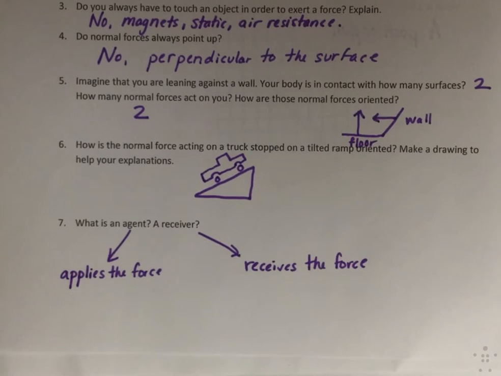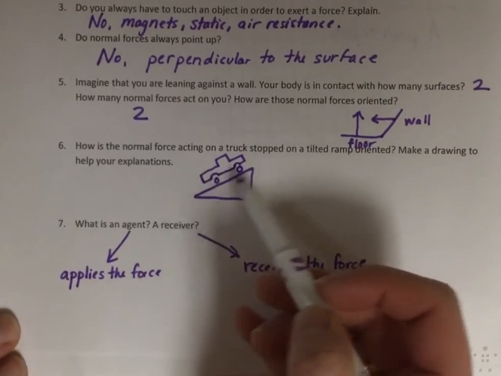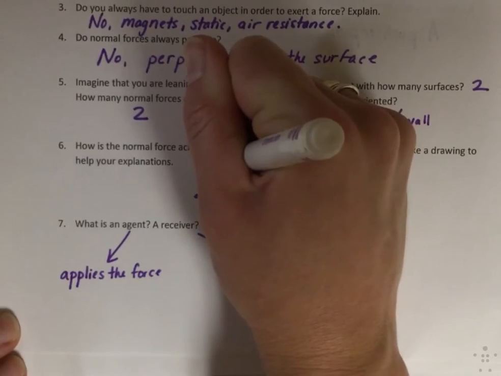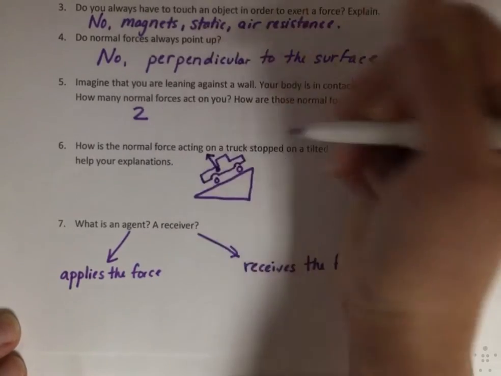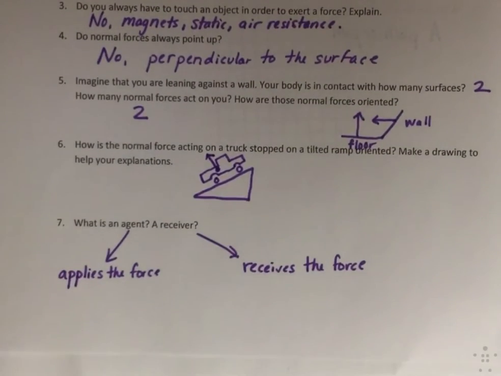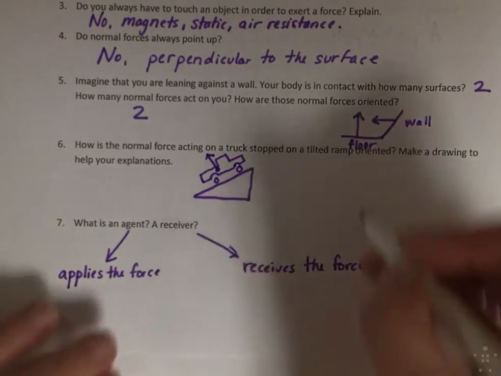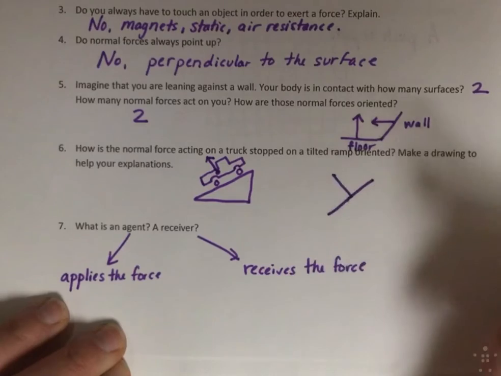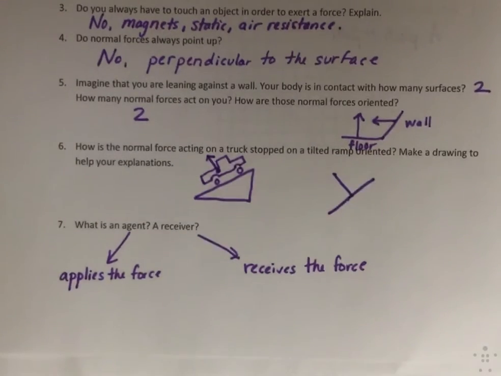And then how is the normal force acting on a truck stopped on a tilted ramp oriented? We had a review question about this. So I made a drawing to help show why this is the correct answer. Since the truck is on a surface that is slanted like this, the normal forces are also going to be slightly slanted, perpendicular to that surface. So if the surface looks like this, I want to be able to draw kind of part of an X out of it, and that's perpendicular.